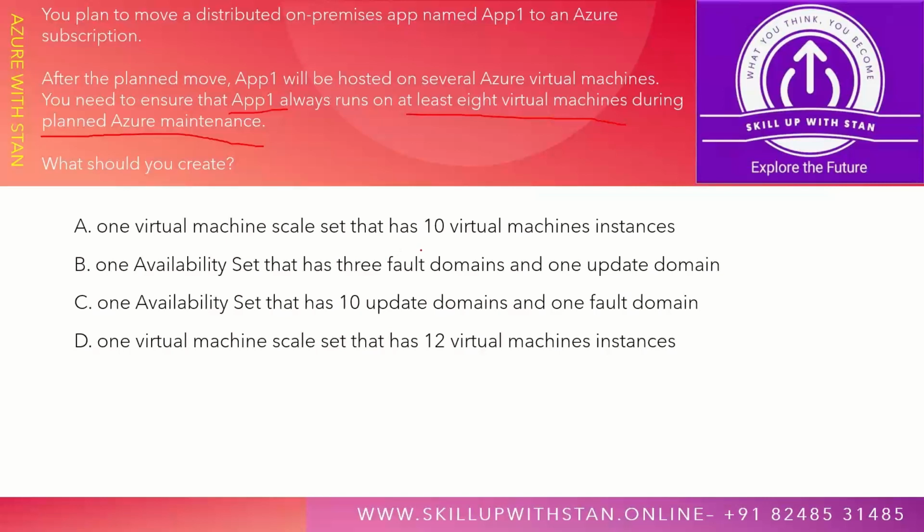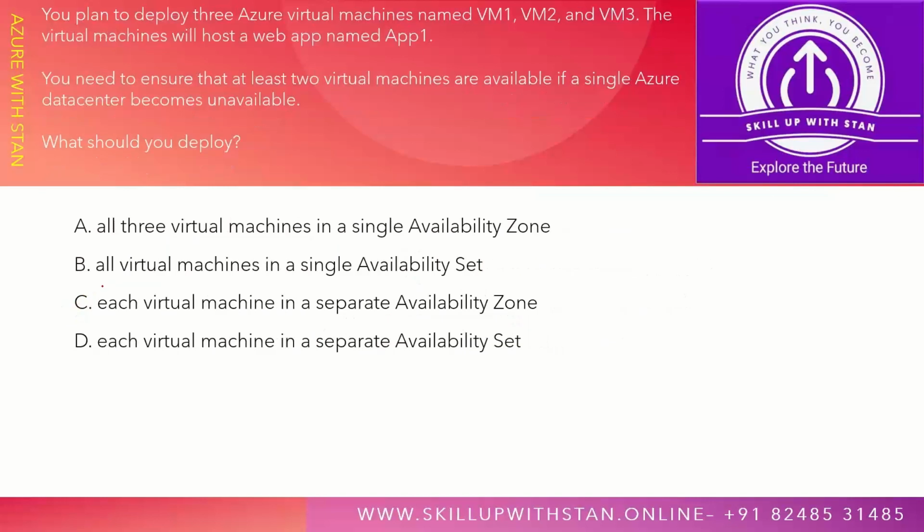So you cannot mitigate this with fault domains. You cannot mitigate it with auto scaling; auto scaling is not the right thing. So here we can have 10 update domains. That way, if you have 10 update domains and 10 virtual machines, even if one update domain is impacted, you can have at least 8 virtual machines running. So the answer is C. This is a very straightforward question.